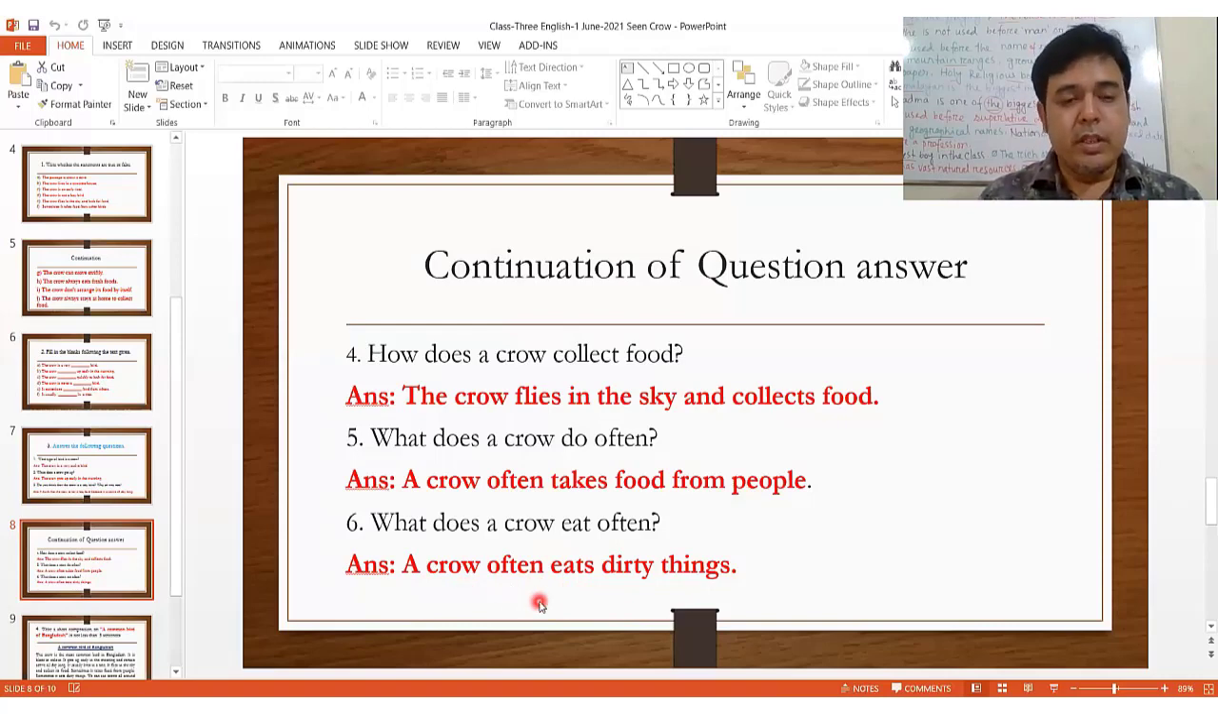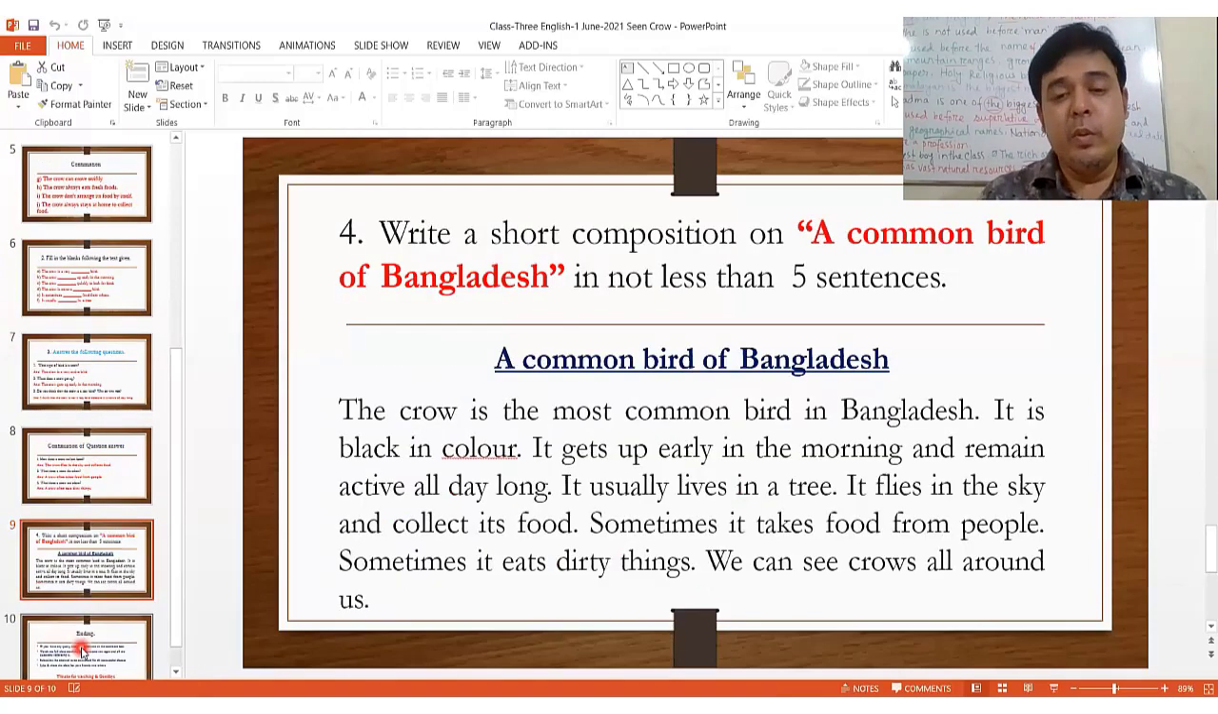Okay, dear student. So we have done also question number 3. Now we will discuss question number 4. And that is, write a short composition on a common bird of Bangladesh, in not less than 5 sentences. That is very significant. You can write more than 5, but you cannot write less than 5. Okay. So a common bird of Bangladesh.